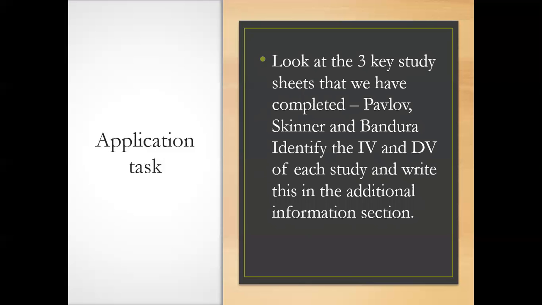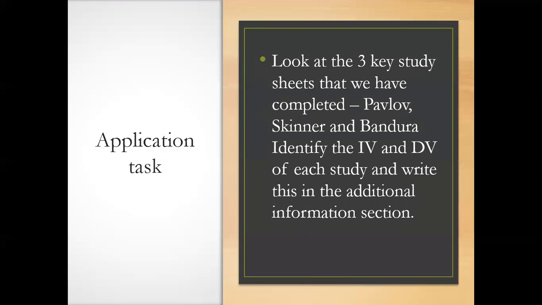Now, what I want to do, a nice little task. We've done 3 key study sheets so far. We've done one on Bandura and the Bobo doll. We've done the Skinner box, and we've done Pavlov's dogs. What I would like you to do is go into each of your key study sheets, and where it says additional information, I would like you to identify the IV and the DV for each of these studies.